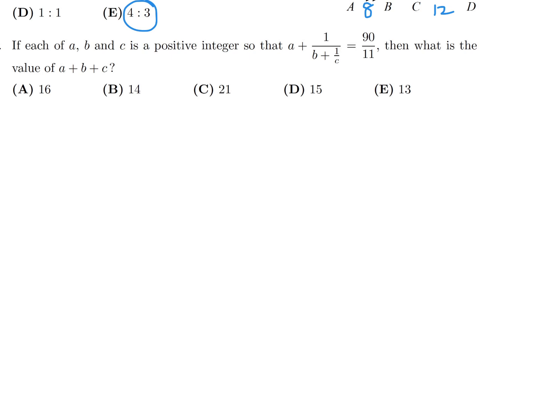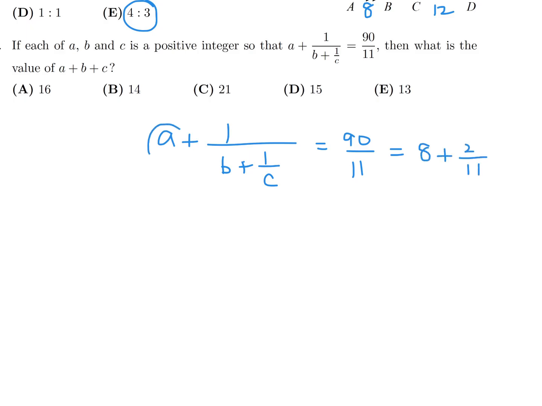If A, B, C, and D are positive integers, so that A plus 1 over B plus 1 over C is 90 over 11, what is the value of A plus B plus C? Okay, so A plus 1 over B plus 1 over C. All right, so 90 over 11. Okay, the first thing that comes to mind is just make this into a mixed fraction. Well, 90 over 11 is what? 8 plus 2 over 11, correct?